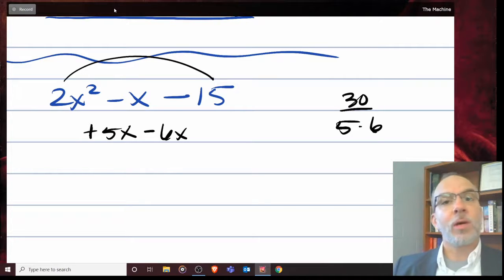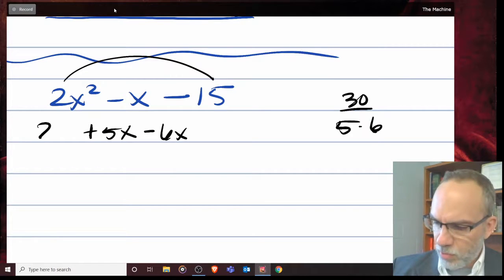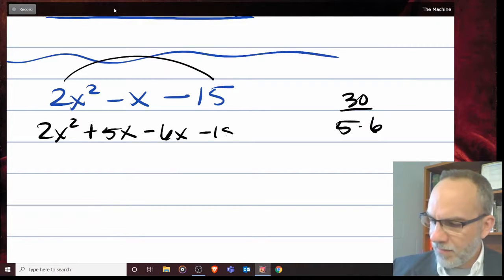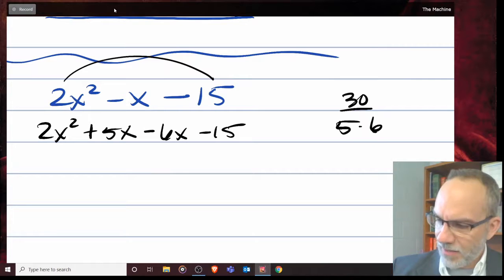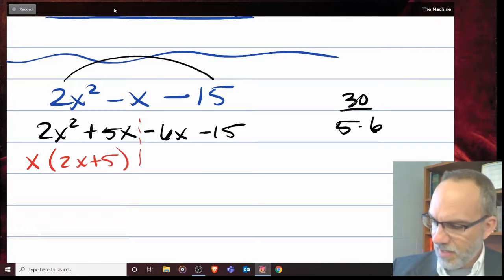And on the earlier one, it was different. So you've got to keep it straight with the signs. 2x squared there, negative 15 here. Split down the middle, factor by grouping. Factor out an x here, which gives me a 2x plus 5. And this here, 2x plus 5.